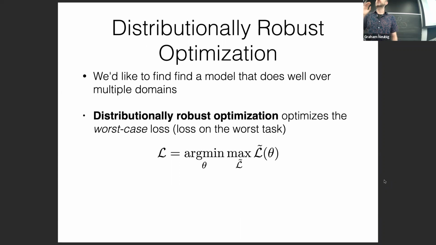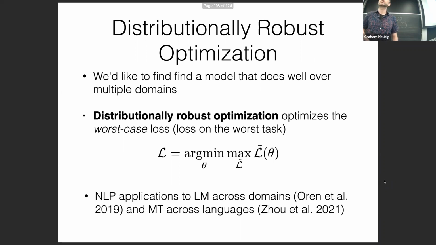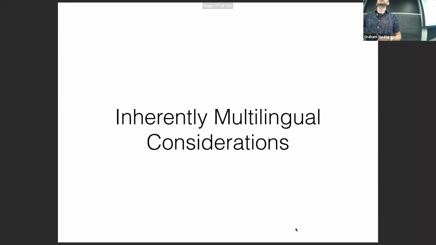One problem with this is if you have something that's just really, really hard, a task or a language that's really, really hard, this can overfit to a very low resource language and cause issues. So there's some tricks that you can use to fix them, like the tricks in these two papers that I cited today. Okay. And I'm going to run out of time to talk about inherently multilingual considerations.